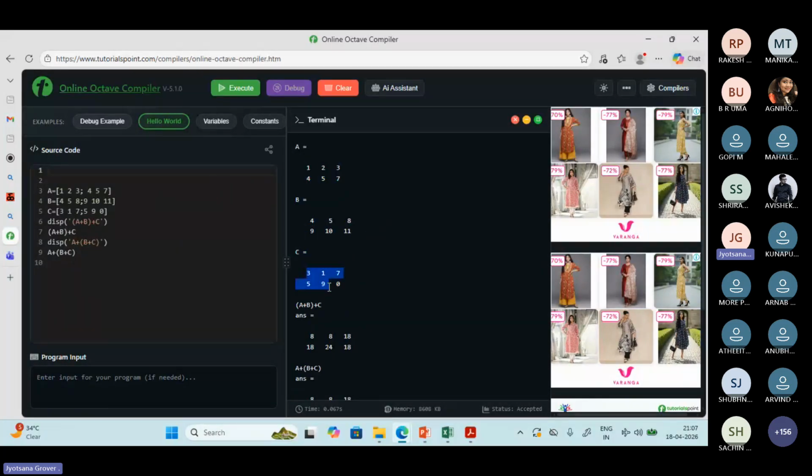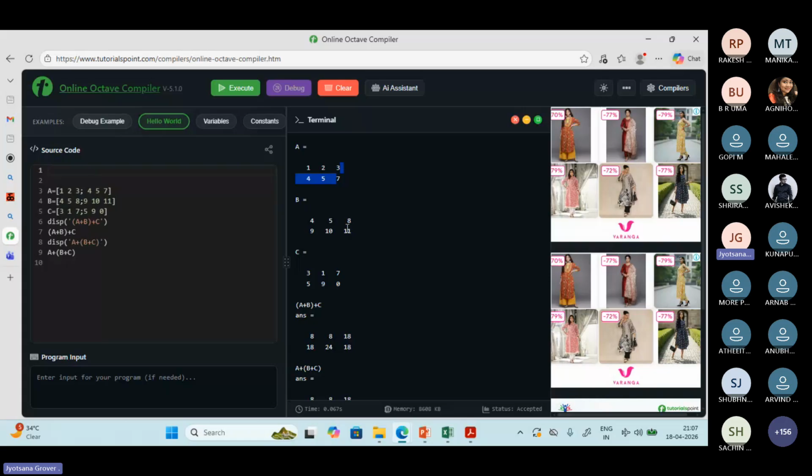So when you add first, it means you add A and B first. So you add entry-wise. 1 plus 4 is 5. 2 plus 5 is 7. 3 plus 8 is 11. Then 4 plus 9 is 13. 5 plus 10 is 15. 7 plus 11 is 18.